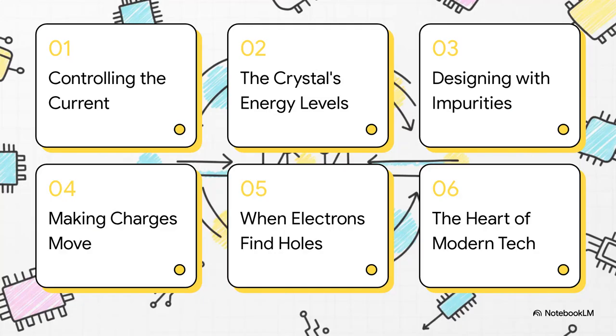All right, here's the plan. We're going to look at how we control the current in the first place, then dig into the crystal's energy levels. After that, we'll see how we can actually design these materials using impurities, get those charges moving, and then see what happens when electrons finally meet their counterparts, holes. And of course, we'll tie it all together to see how this becomes the engine of modern tech.